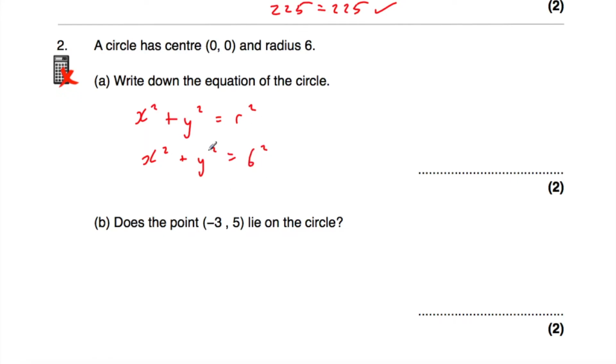Now you could leave it like that if you wanted to. I tend to square 6 to get 36. So I'd write my answer as x squared plus y squared equals 36. And that's it. So that's the equation of a circle with the centre at the origin, or 0, 0, and radius 6.